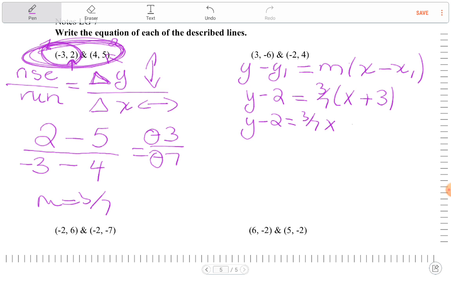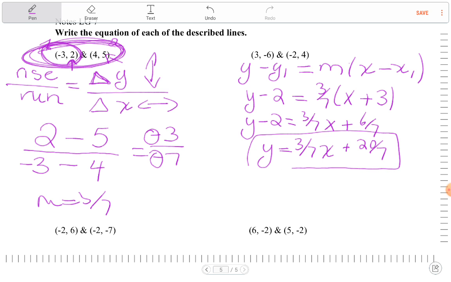3/7 x plus 9/7. And now we have to deal with some fraction calculations because I have to add the 2, so practice your adding and subtracting with fractions. 2 is the same as saying 14/7. So 14/7 and 6/7 are actually going to turn into 20/7. This would be the equation of the line in slope-intercept form.